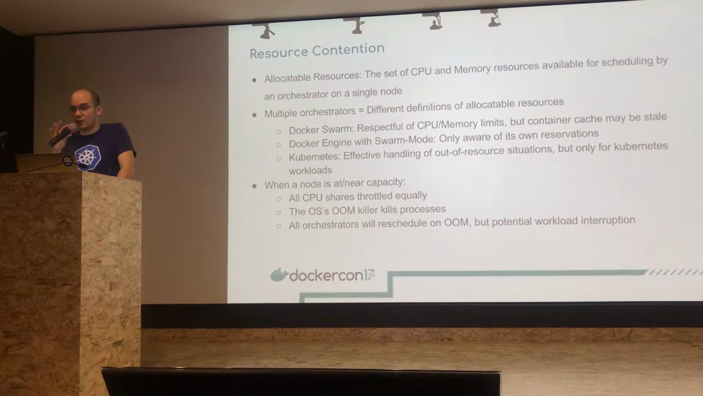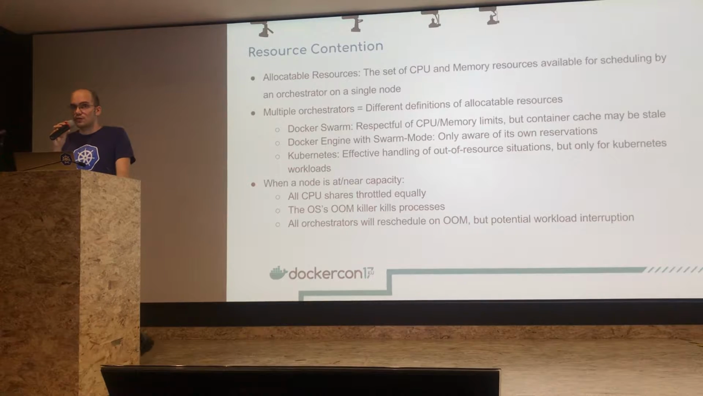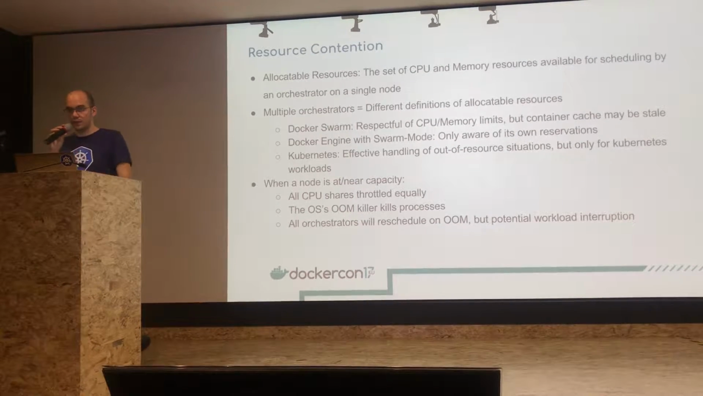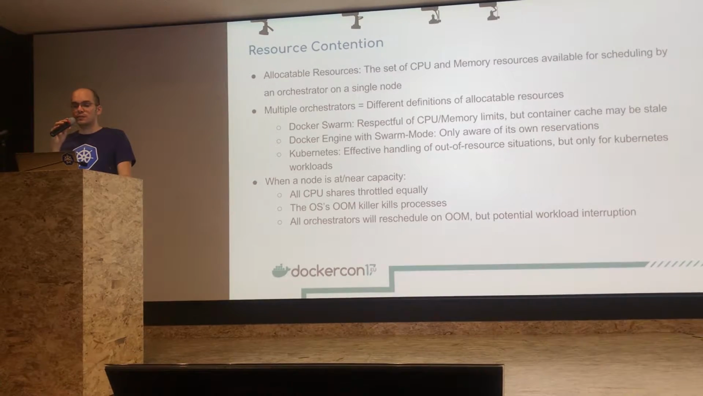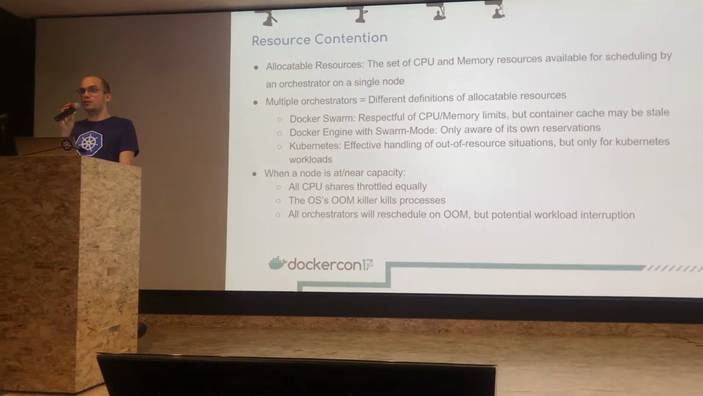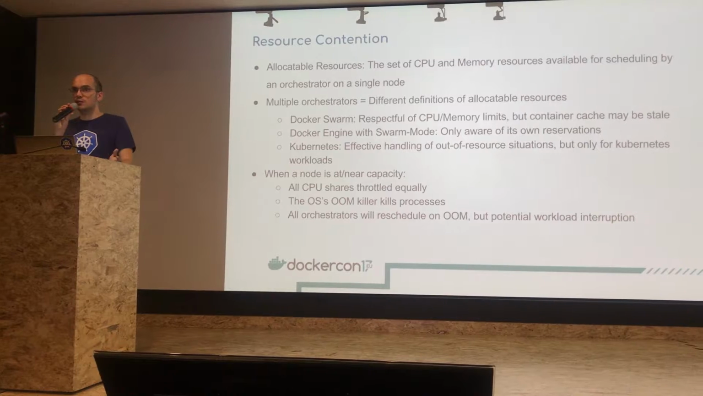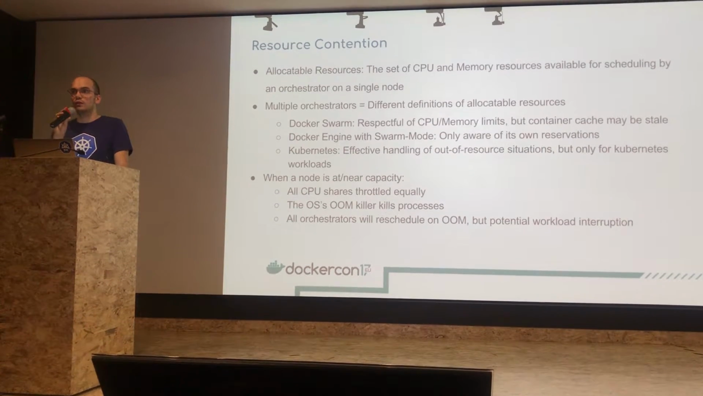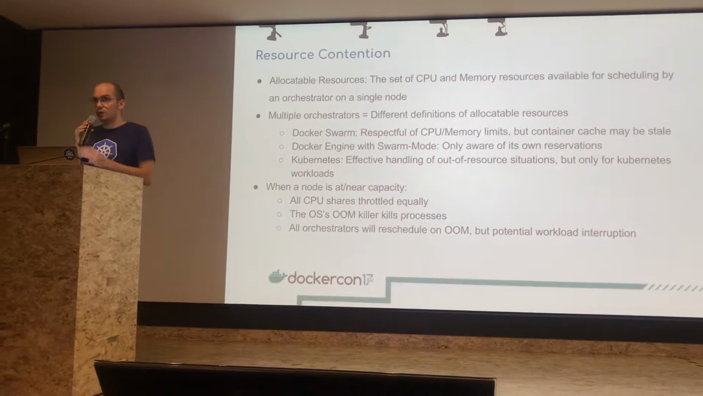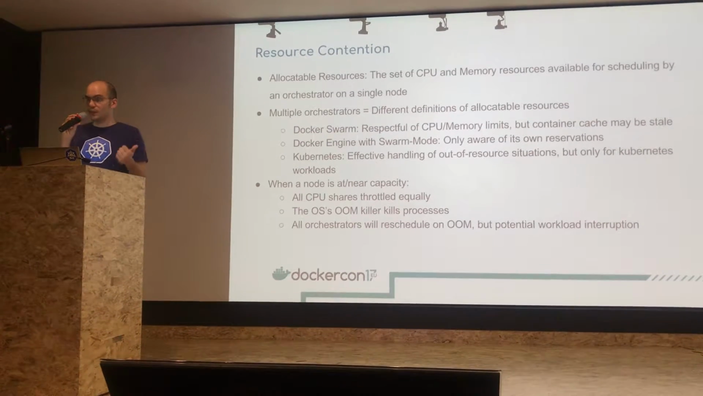The story is very different for the other 2 orchestrators. Docker Engine with Swarm mode is only aware of its own reservations, so if you have anything else running on these nodes, it will keep piling more work onto them. And Kubernetes has an amazing way of handling out of resource situations, but it is only doing that for its own workloads. So also Kubernetes is not aware of system daemons or background workloads that are not launched through Kubernetes itself.